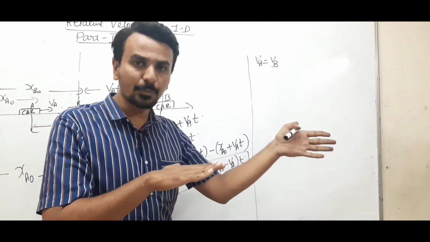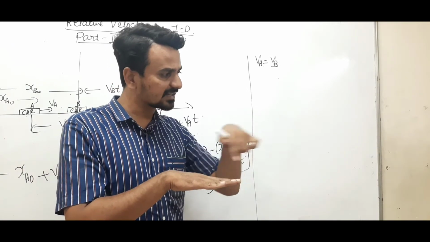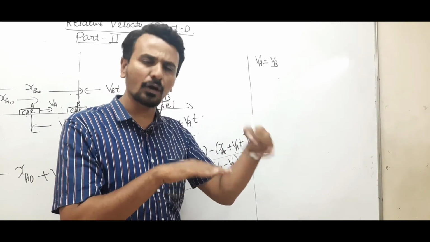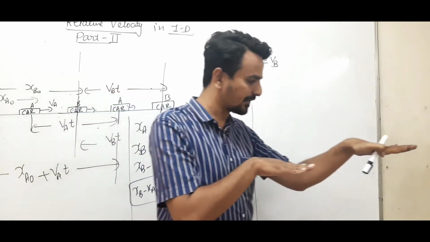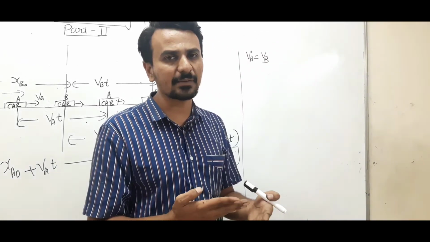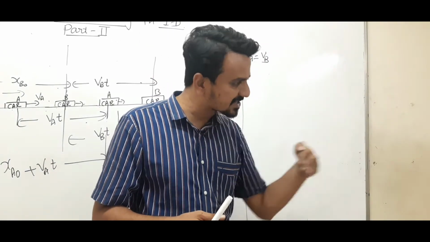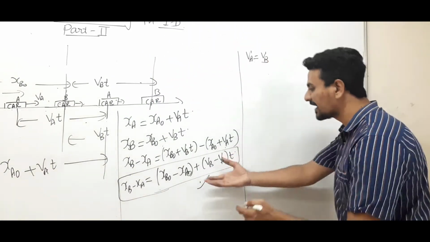Right? Suppose this was car A, this was car B. Let the relative distance between them be 10 meters. Now both have started moving with the same velocity. So it is obvious that after any time t, the relative distance between them is not going to change. It will remain the same. That is what we will prove with the help of this equation.